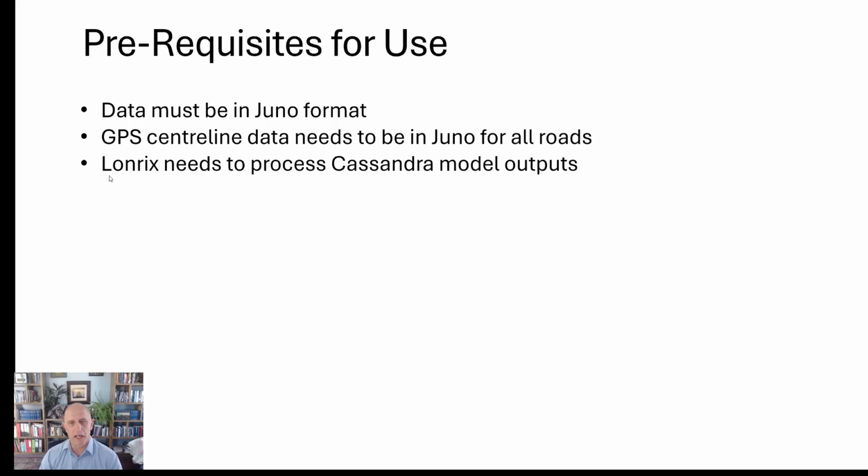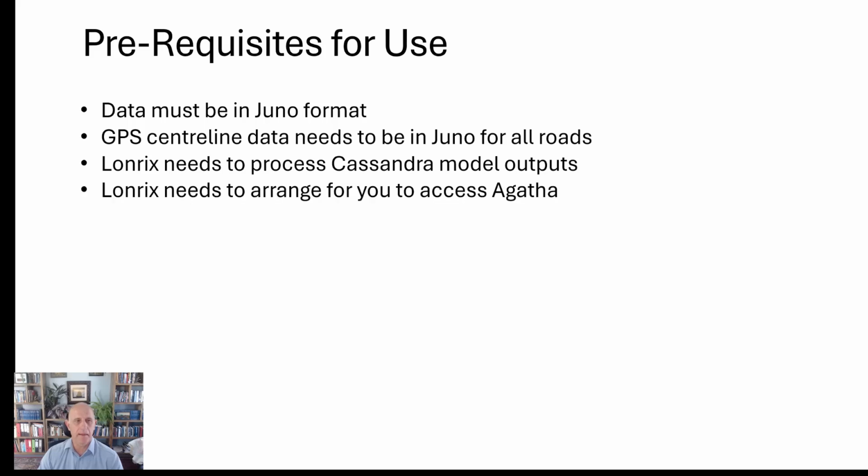Also, after the model has been run, the modeler needs to allow Lonrix to do some processing to create the information needed for those summary cards that you can see for each site. That only takes probably less than an hour to do. So it's very easy for the modeler to get a new model output up and running in the Agatha app. And finally, Lonrix need to arrange for you to access Agatha. So we apply fairly strict security. You're not able to look at any network or any model output unless you have specific permission for that network.